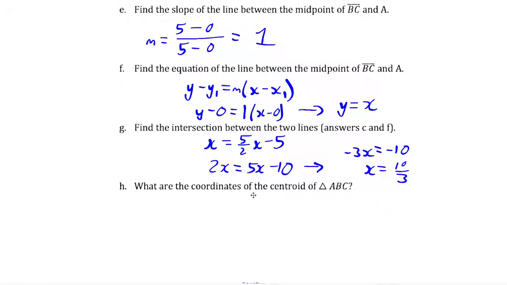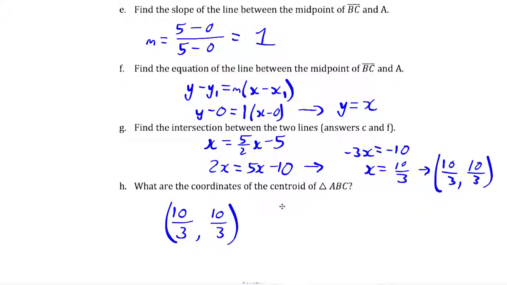If we want to find the coordinates of the centroid, that's the x value. Because we know that y is equal to x, the y value is the same. So that means that the coordinates are 10 thirds, comma 10 thirds. Now that's the intersection of those two lines, but what we just found were medians. So that means that the coordinates of the centroid are that very same intersection point, 10 thirds, comma 10 thirds.